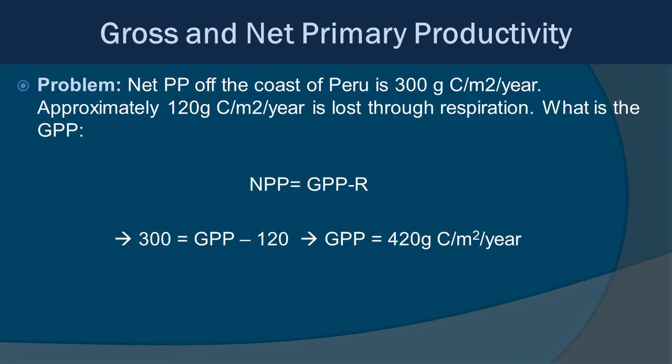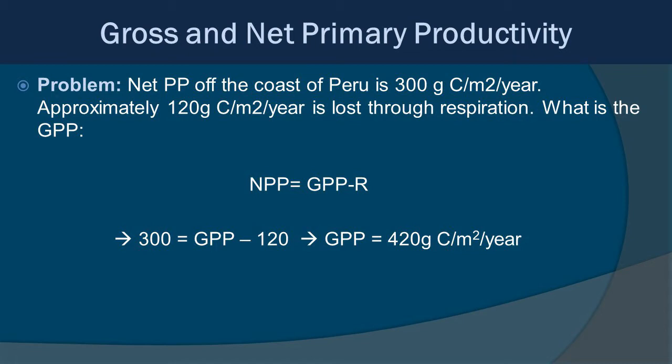Now here is an example problem that you could theoretically get. Net primary productivity off the coast of Peru is 300 grams of carbon per meter square per year. Approximately 120 grams of carbon per meter square per year is lost through respiration. What is the gross primary productivity?